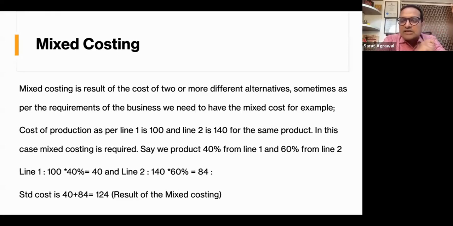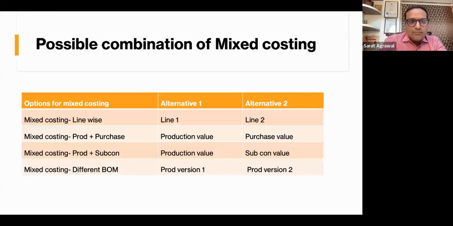So this is the concept of mixed costing in the case where we have multiple costs of production or multiple different types of cost available for the same product. So this is one example. Now, what are the possible combinations of mixed costing? So one combination we have seen, the same product is getting manufactured in line 1 and line 2, and hence we have got the mixed cost.